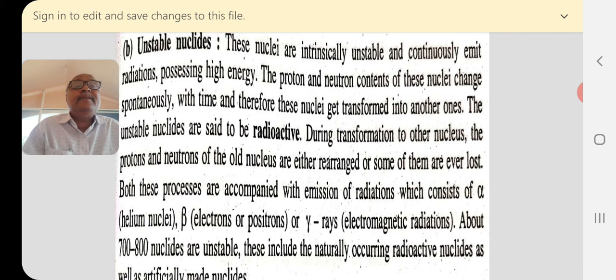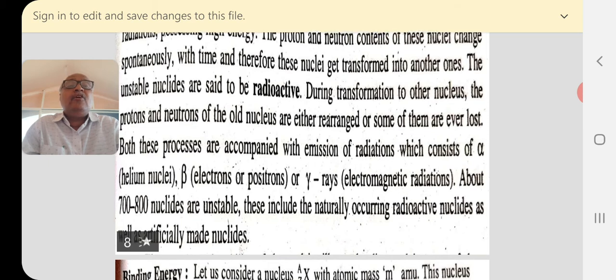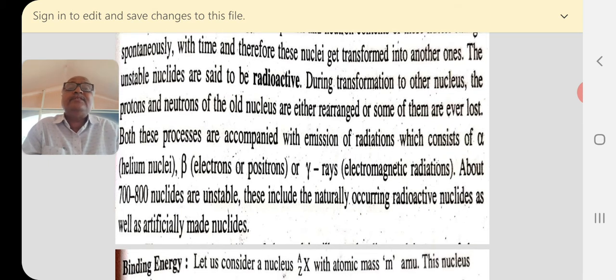During the transformation into other nuclei, the number of protons and neutrons of the old nucleus are either rearranged or some of them are lost. Both these processes are accompanied with the emission of radiation, which consists of alpha particles, beta particles and gamma rays. About 700 to 800 nuclides are unstable. This includes the naturally occurring radioactive nuclides also.